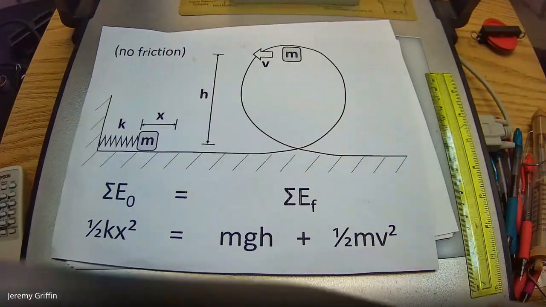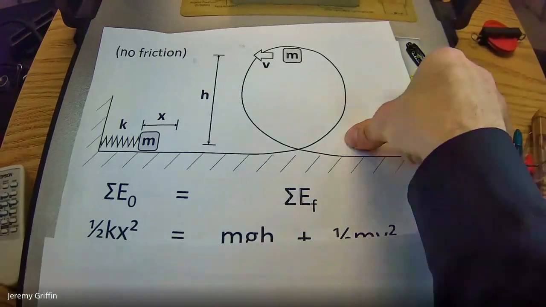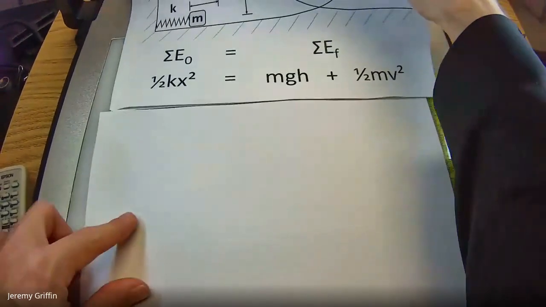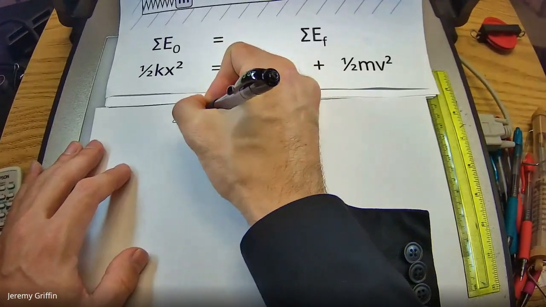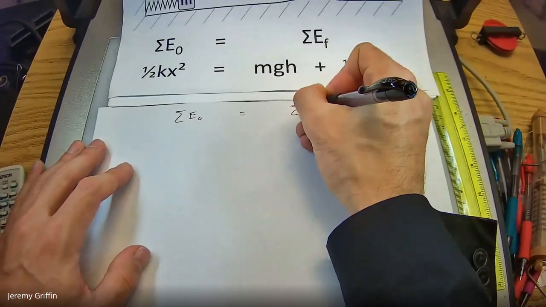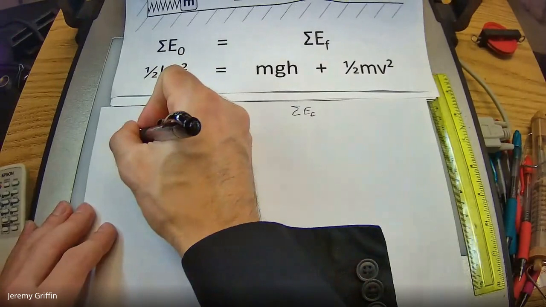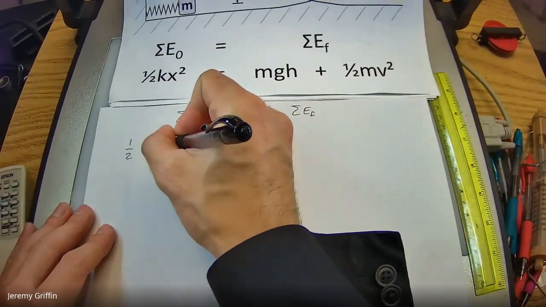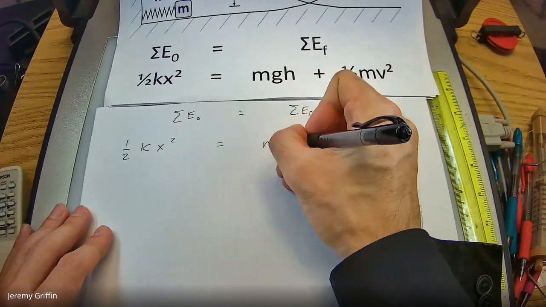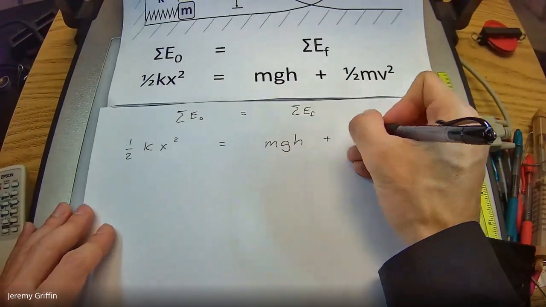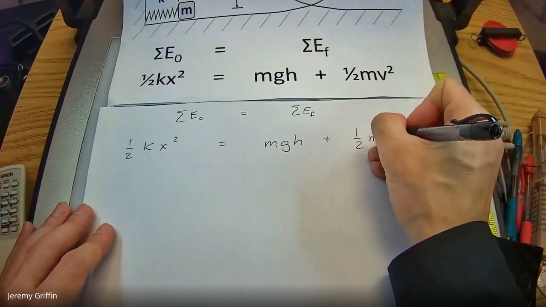Okay. Let's run through an example. I'll do a setup. Sum of energy initial equals sum of energy final. We have 1/2 kx squared. That's the source of the energy. It goes into two places: lifting the block against gravity, and whatever's left over goes into kinetic energy, motion.